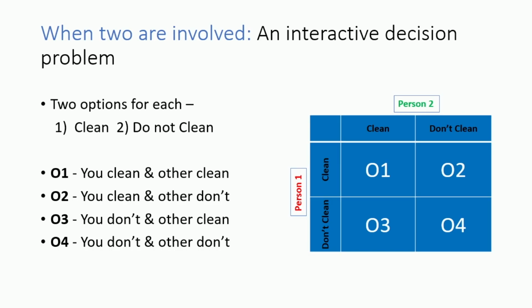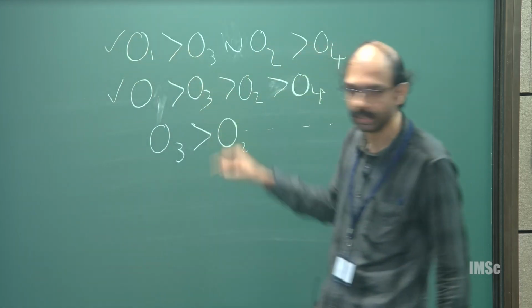Okay, so I can represent them conveniently using this kind of a matrix. So you will see this a lot. What I have written is there is person 1, person 2. Person 1 has 2 options, clean and don't clean. Person 2 has 2 options, clean and don't clean. And depending upon what they do, they have these 4 outcomes. And you might have some preference structure over these outcomes. For example, this is one possible. So we will come to this in a moment.